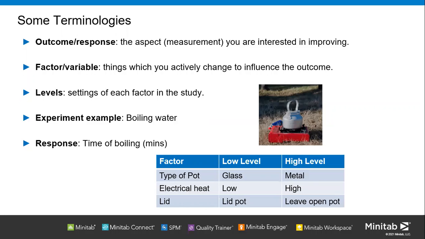Factors are things which you actively change to influence the outcome. Another thing is the level. We call it the setting of each factor in the study. For example, here we have a factor, which is the type of pot, and we have electrical heat, and then we have the lid. So this one is considered the parameter. If, let's say, the type of the pot itself is glass or metal, we consider that one the level. Okay, for example, also you want to do something like baking a cake.